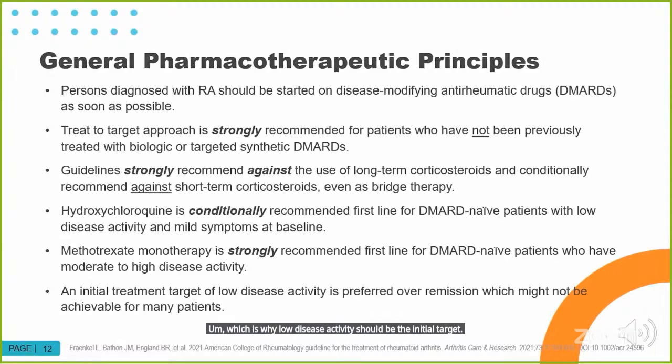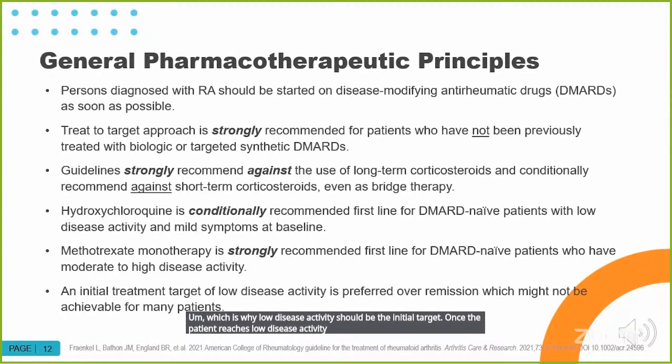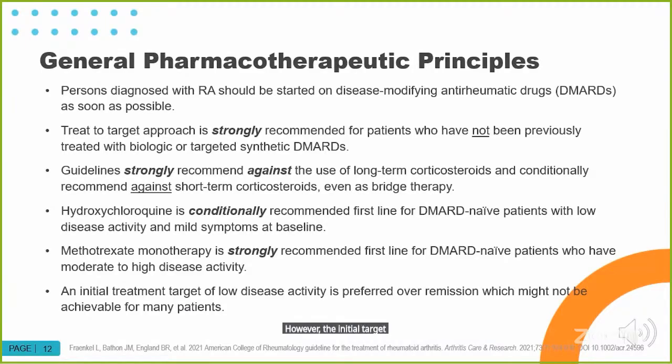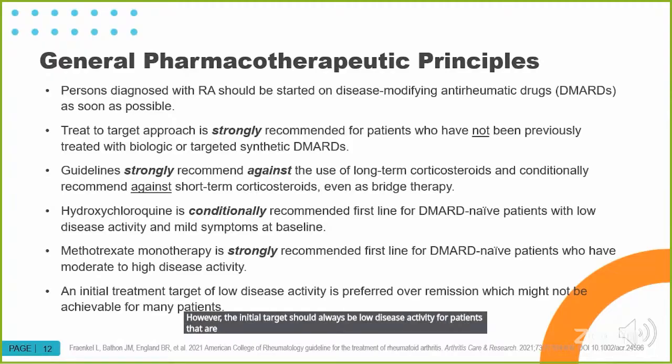Once a patient reaches low disease activity, if remission is a reasonable, plausible target for that patient, then remission should be targeted next. However, the initial target should always be low disease activity for patients that are newly starting DMARD therapy.